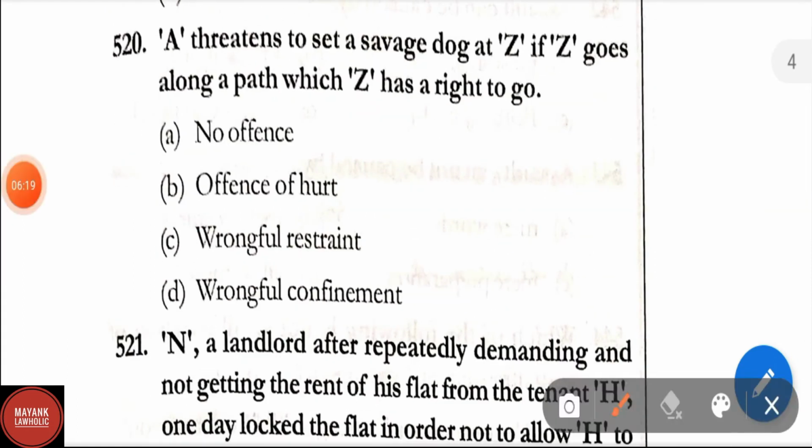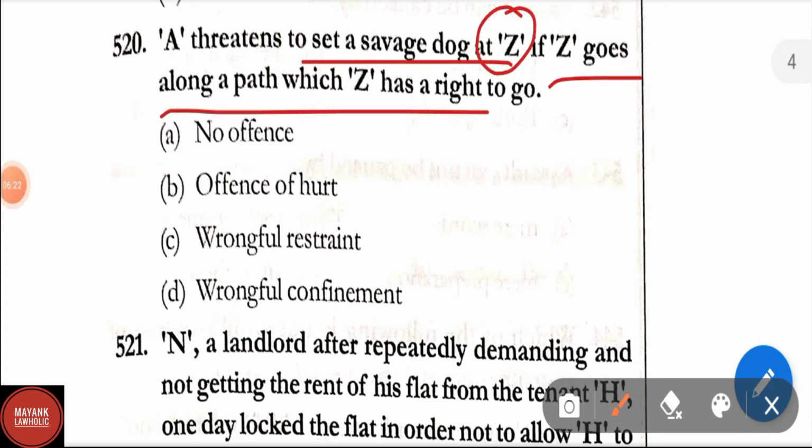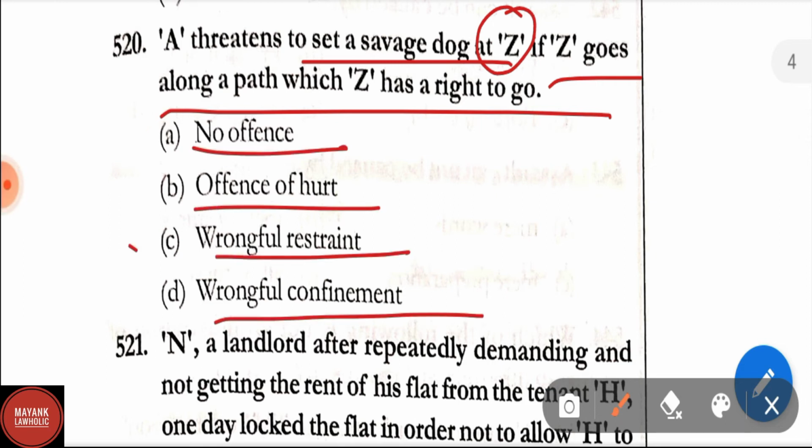Question number 520. A threatens to set a savage dog at Z if Z goes along a path which Z has a right to do. It is no offense, offense of hurt, wrongful restraint, wrongful confinement. Correct answer is wrongful restraint.